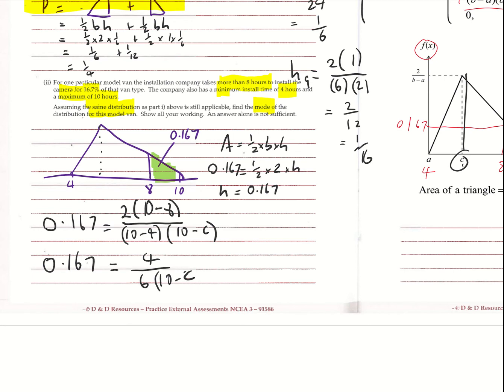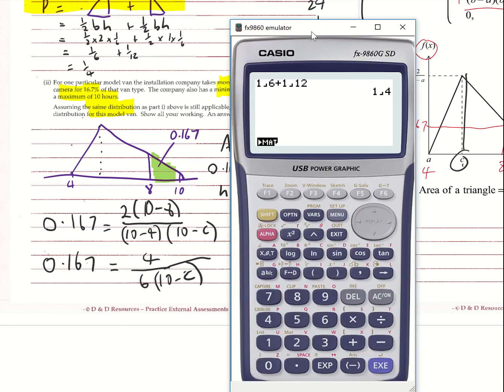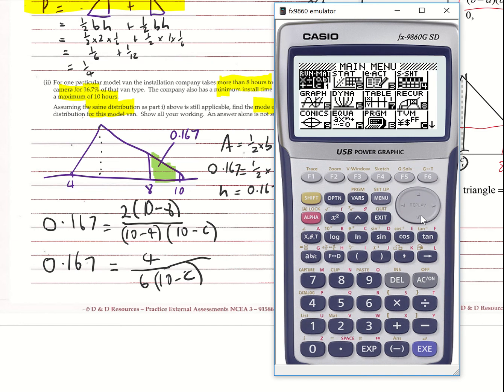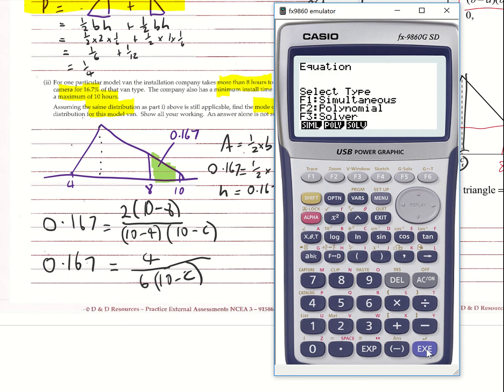I could solve that as per usual using my algebra skills, but if you didn't have algebra skills, you can cheat and use your calculator. I'll just show you how to do that, and I'll show you both if you want, but it's going to be a long video. On your calculator, menu, if you go to equation, because that's what we're looking at, and solver, which is F3. Okay, I'm going to write it in.